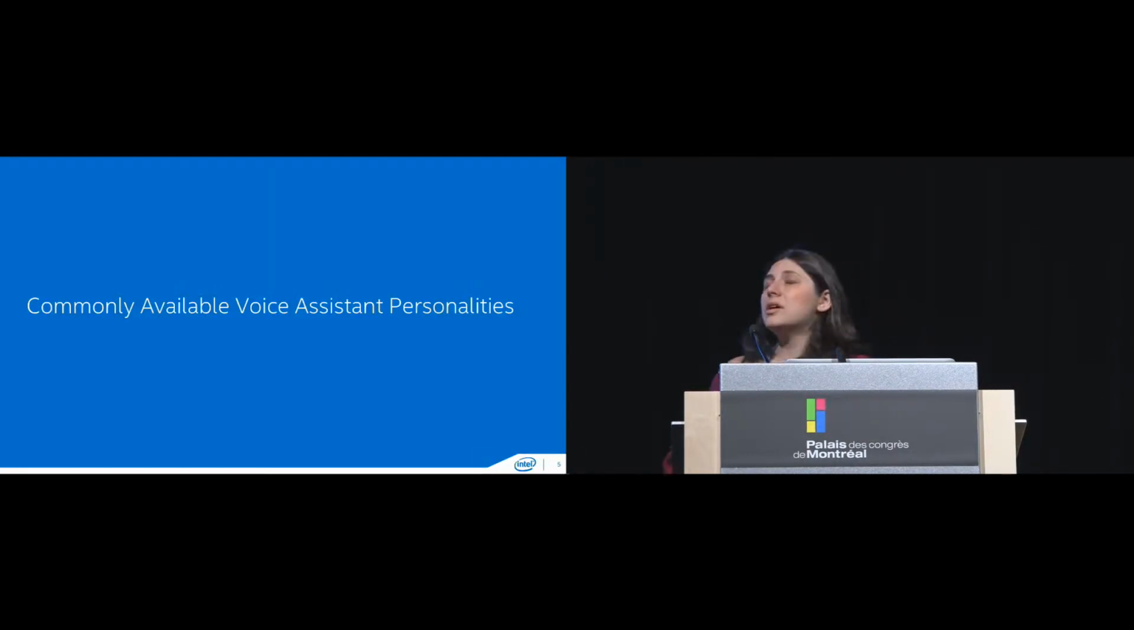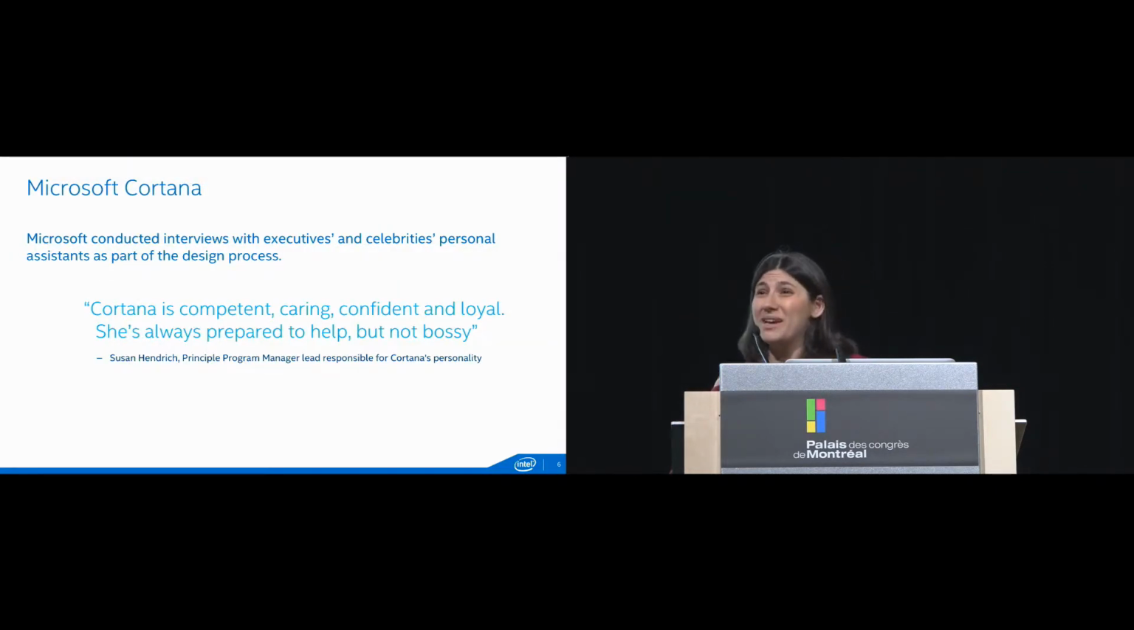So I want to take a quick look at what some of the commonly available voice assistants on the market right now, things like Alexa and Google Voice Assistant, because some of these did a really good job on their personalities and have some really interesting insights available that they've publicly shared. Cortana is actually probably the best. I would say that if you have time and are interested, the blog post and the interview with Susan Hendricks, that was the principal program manager, actually did a really phenomenal job of discussing personality and conversation.